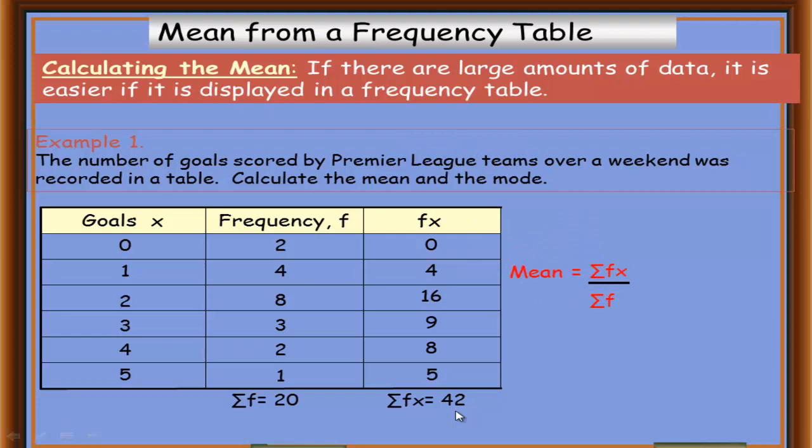Now let us calculate mean. In order to find mean, as we have said already, summation of fx, which is 42, divided by summation of f, the frequency. Summation of fx is 42 and summation of each frequency is 20. 42 divided by 20 is 2.1.